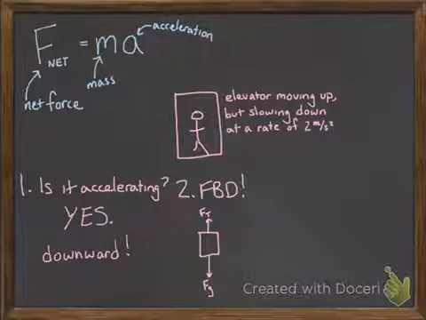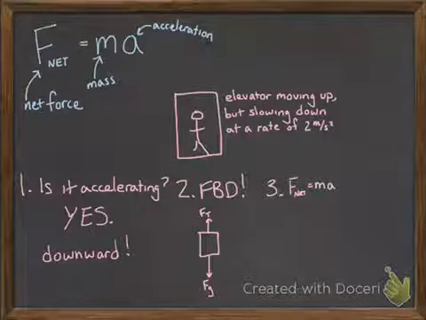So there's two forces on an elevator, force of gravity, always, and then the force of tension. So we got force of gravity going down and force of tension going up. Force of gravity has to be bigger because it is accelerating downwards. Okay. Step 3, use our equation.